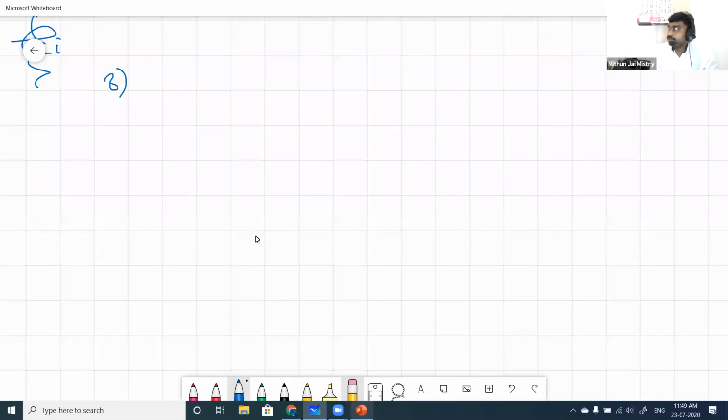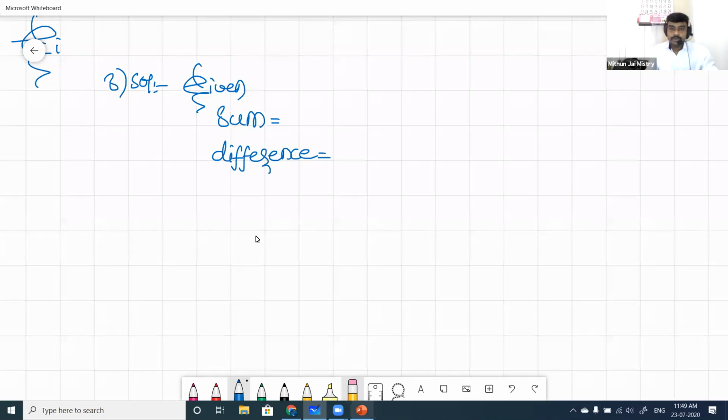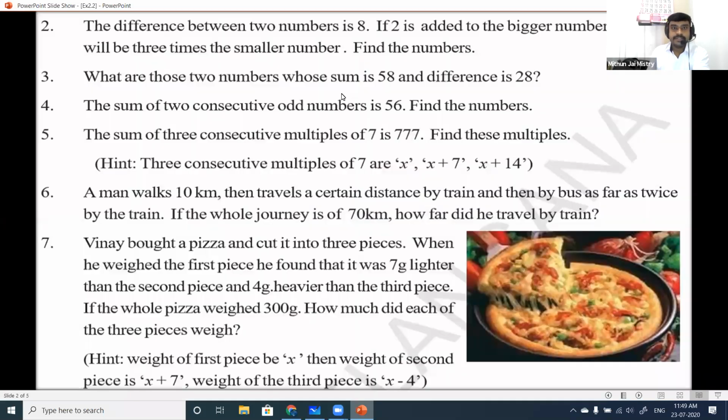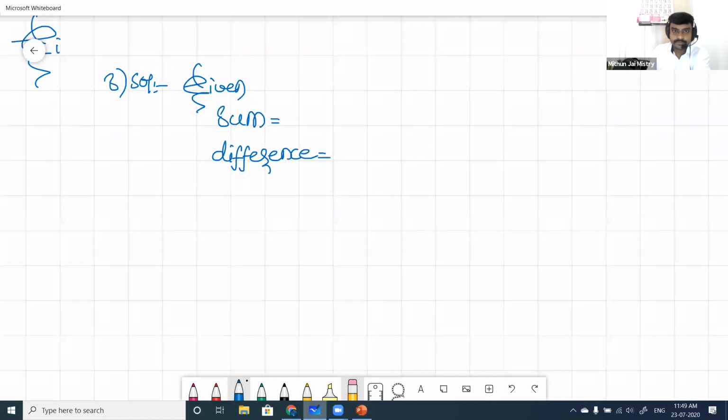So for the third solution, the sum is given here, and then the difference is given. Sum is given and difference is given, right? What is the sum given as? The sum is given as 58 and the difference is 28. And we need to find the two numbers. How many numbers? Two numbers.